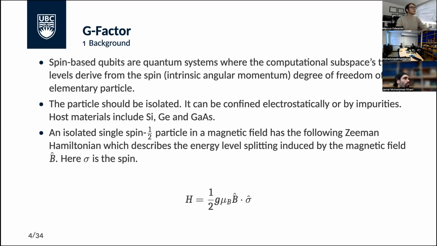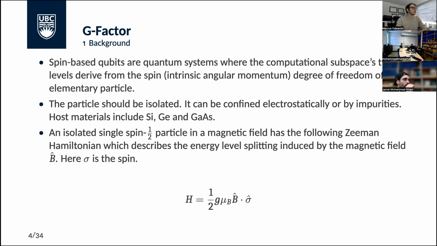Spin-based qubits are quantum systems where the computational subspace levels derive from the spin, which is, of course, the intrinsic angular momentum of an elementary particle. That particle should be isolated, and this is what our quantum dot does. It confines, via a top gate, a single hole or electron electrostatically.